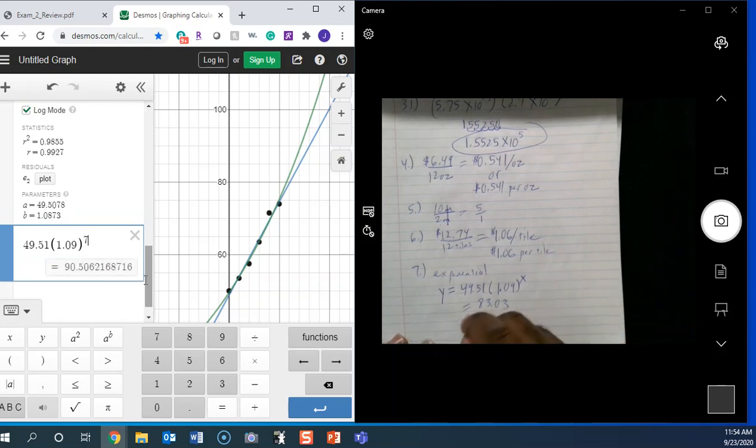and then we could change that 6 to a 7, and then the next value will be $90.51, and then change that 7 to an 8. And then we have our next three values, $98.65. So these were the next three values.